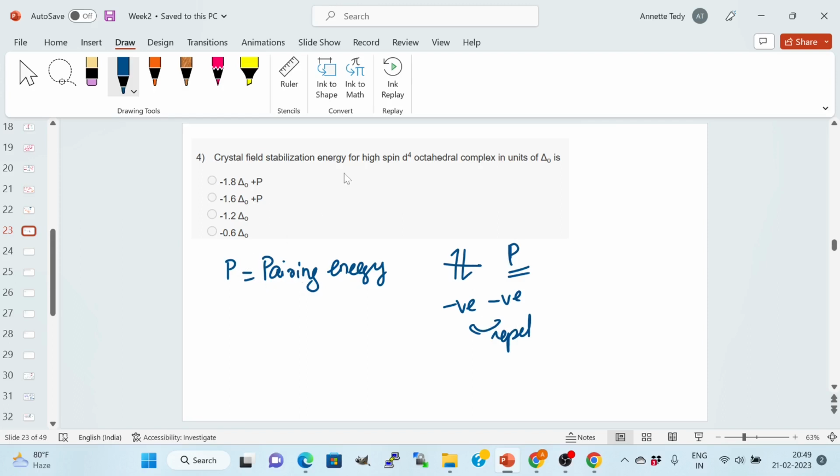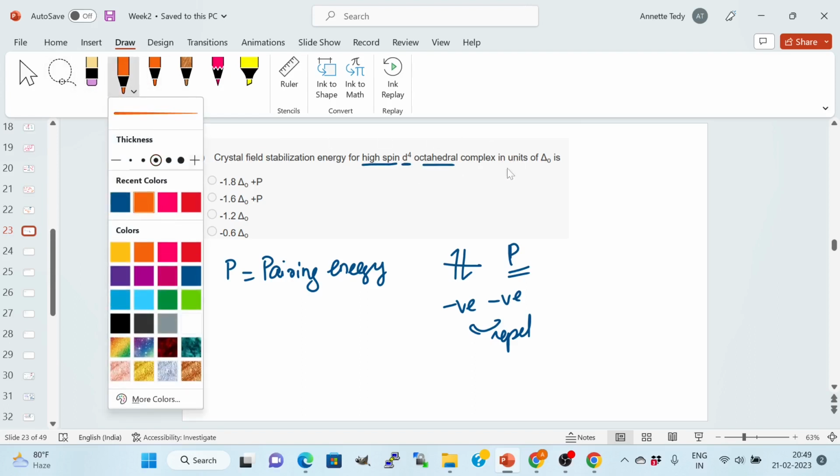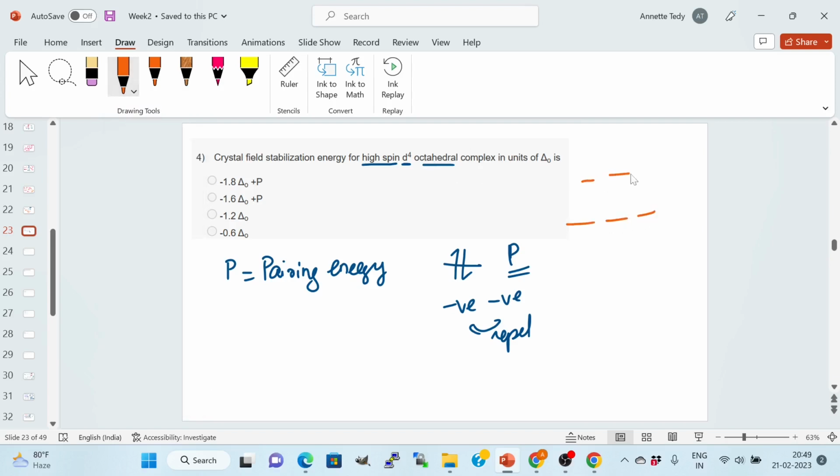So now the question is, crystal field stabilization energy for high spin d4 octahedral complex in units of delta O is. So the keywords here are high spin, d4 and octahedral. So we'll try to solve this. It is octahedral, so we'll first write the t2g and eg levels, and it is also said high spin, and we have 4 electrons, so there is no pairing. 1, 2, 3, 4. This is high spin.